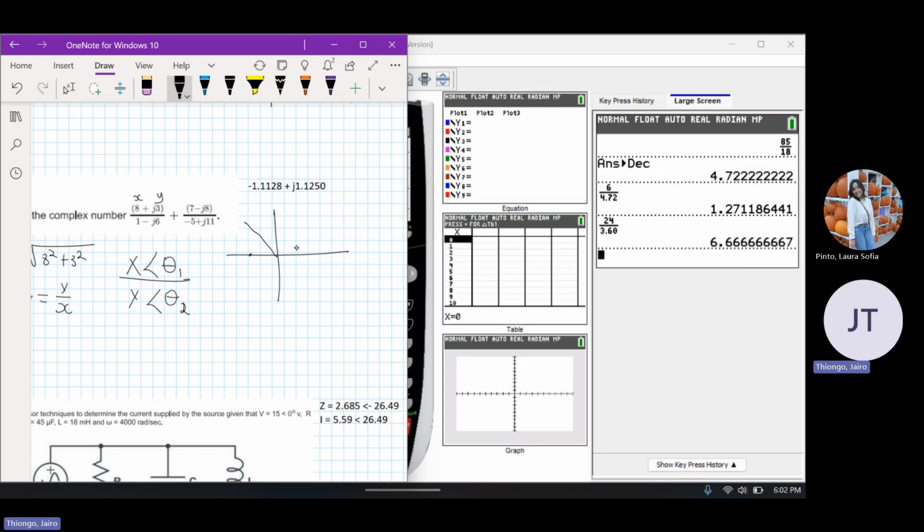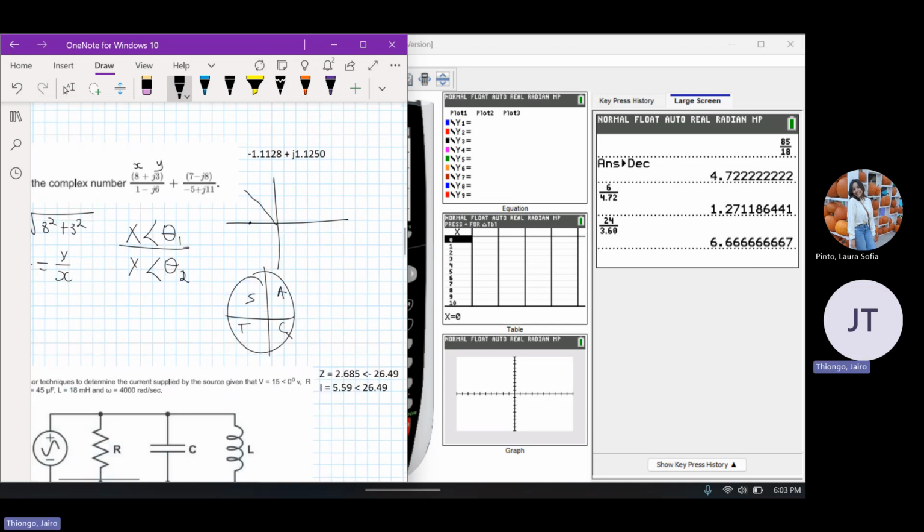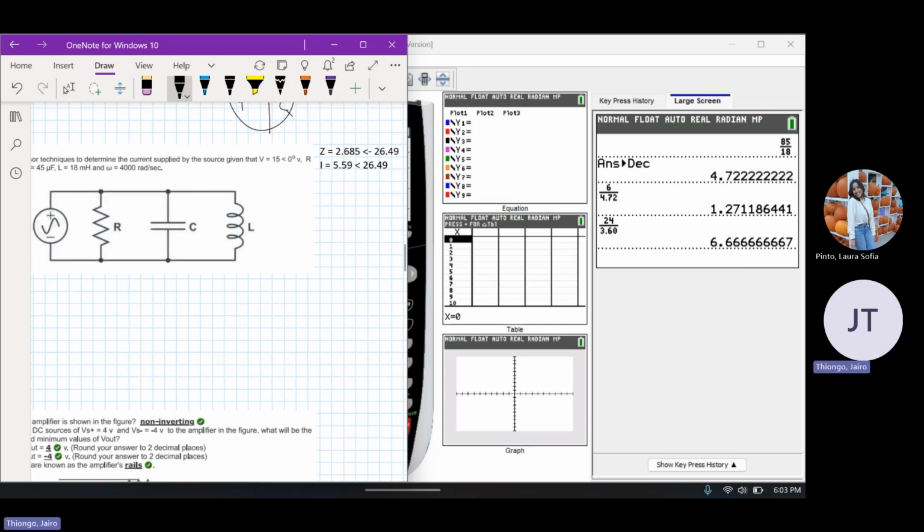So it would be in this quadrant. Most of you have seen this: All Students Take Calculus. It will be in this quadrant, but once you calculate it, the calculator will bring it into a different quadrant, so you will need to adjust for that, either subtracting 90 or adding 90. But as I said, we'll come back to that if we have enough time, because we have limited time.